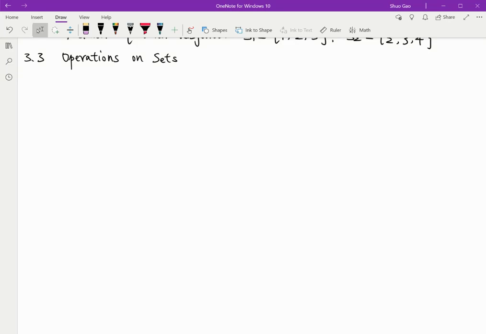Okay, this is 3.3, and let's continue talking about operations on sets. So the first operation is union. Union means S1 union S2. This symbol looks like a U, right? It means union. S1 union S2 equals the set of X such that X is in S1 or X is in S2.